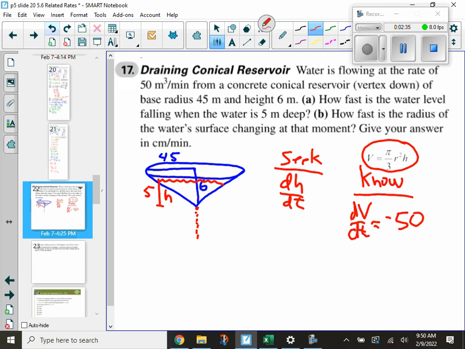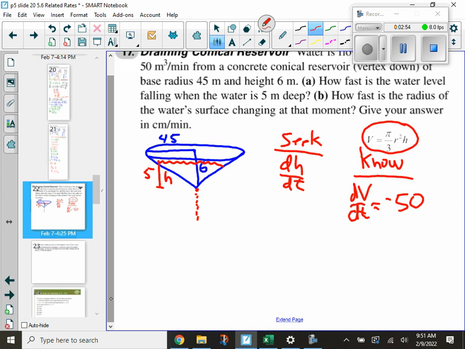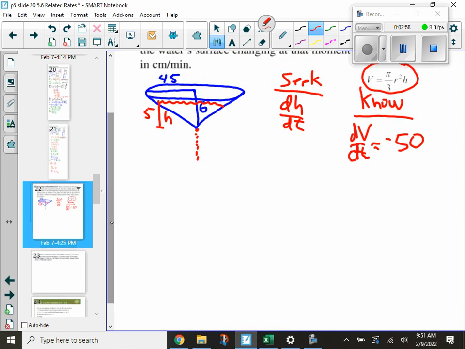So we're going to do A first, because if it's laid out this way, I'm pretty sure that our answer to B is going to rely on our answer to A, or at least it's going to make it a lot easier. So what else do I know? I know that the ratio of height to radius is 6 to 45. And I know the equation for volume. I'm going to write it over here again. Volume equals 1/3 pi r squared h.